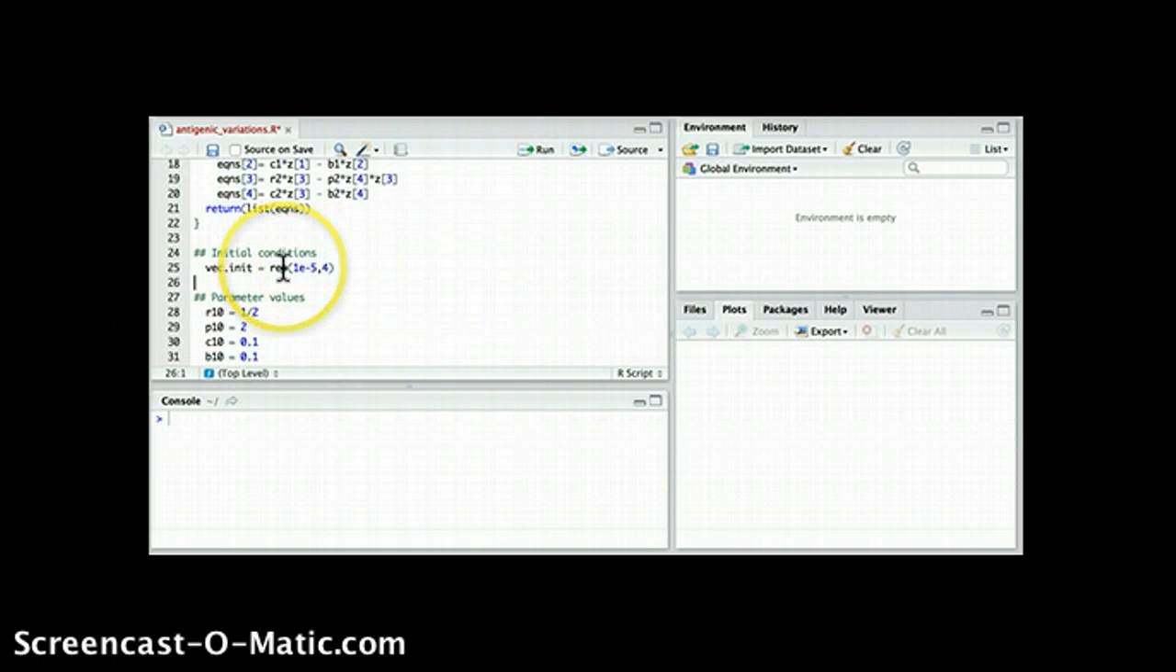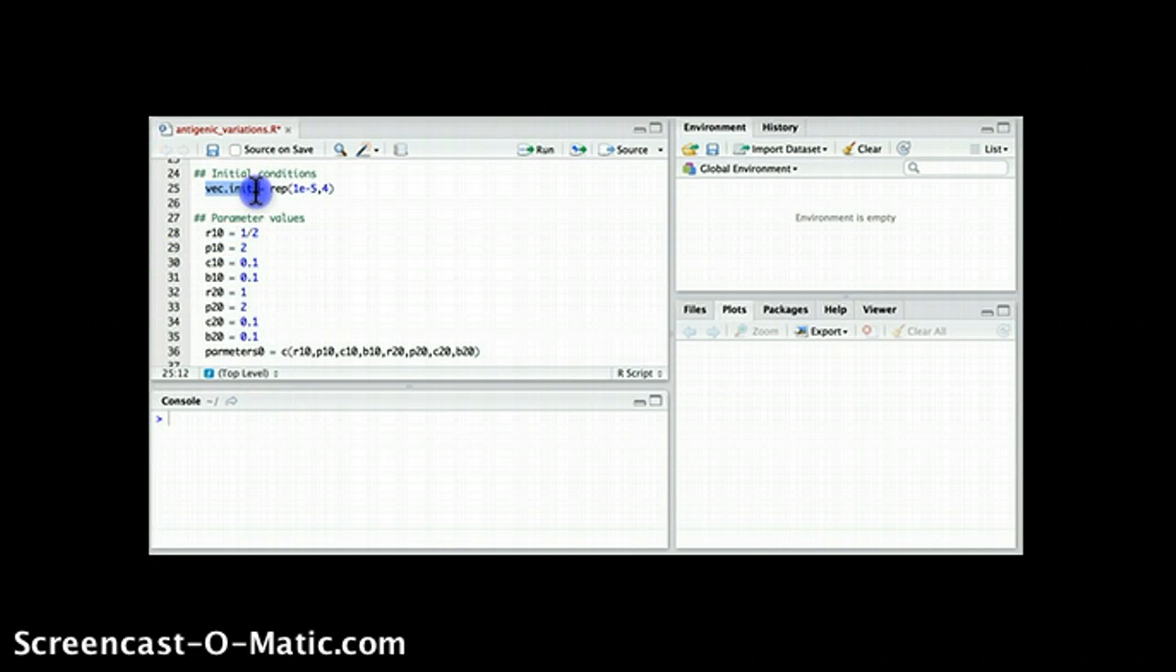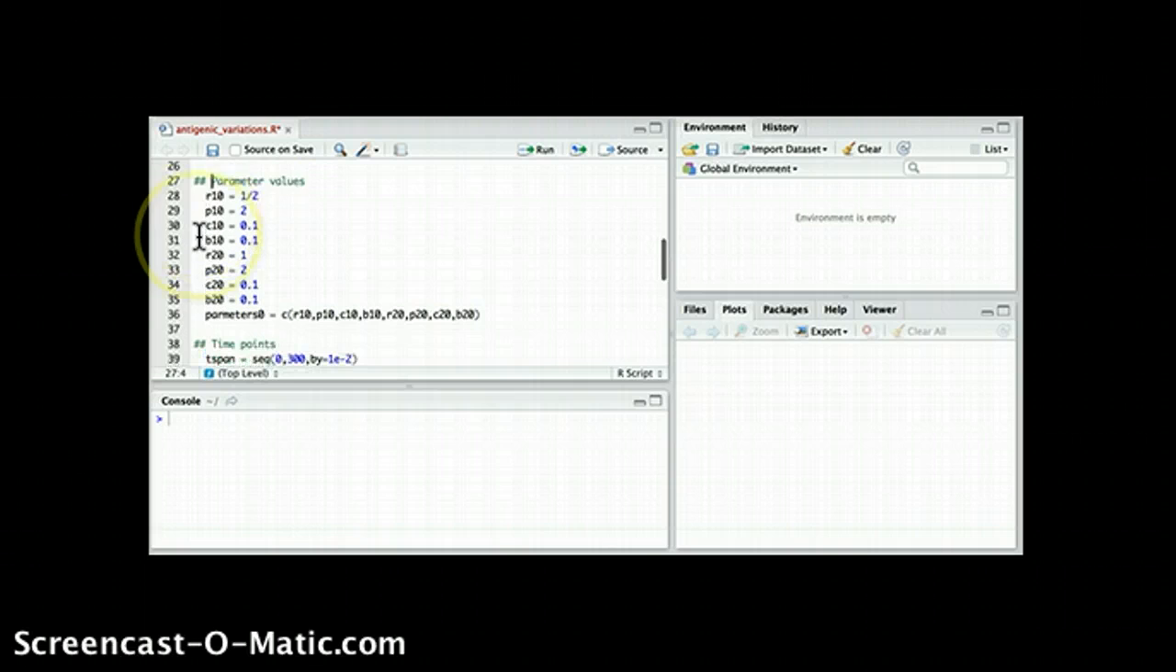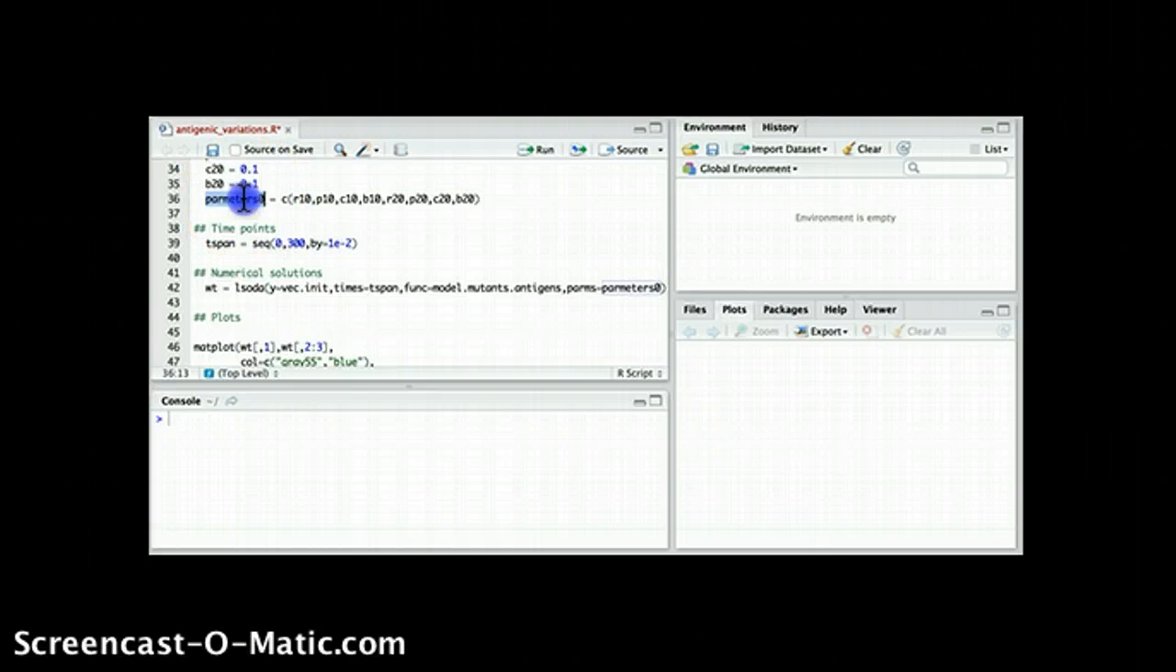Okay, so after that function is defined, we can set values for the initial conditions. In this case, I'm setting all the initial conditions to the same value, which is really, really small, 10 to the minus 5. And then I choose parameters. I choose a lot of these parameters to be set to the same value. For example, P1 is 2 and P2 is also 2. And then I choose C1 to be 0.1 and C2 also to be 0.1, and B1 and B2 also are set to the same value of 0.1. The main difference is R1 is set to 0.5, or 1 half, and R2 is set equal to 1. Okay, so I store those values into this variable.